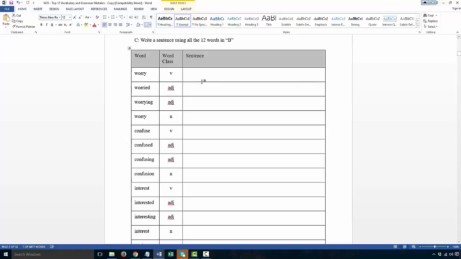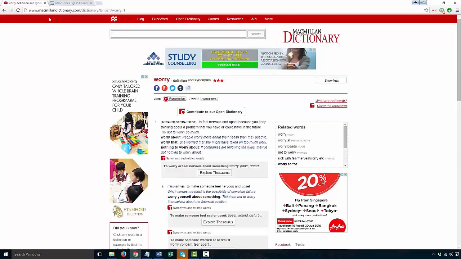So the first word I'm going to do is worry, right, as a verb. So we're going to use the dictionary so that I can show you how to use the dictionary to form a correct sentence. Okay, so go to Macmillan, I put worry. Okay, make sure it's the verb, and then you look at the different ways of using it.